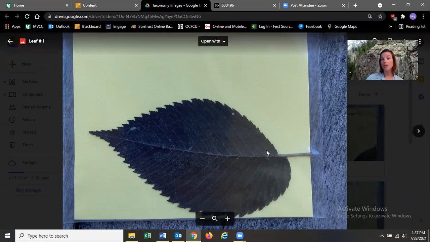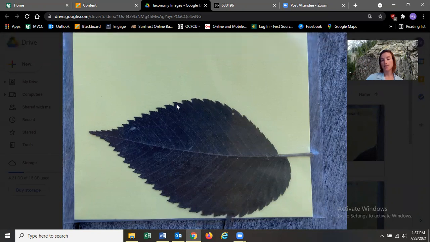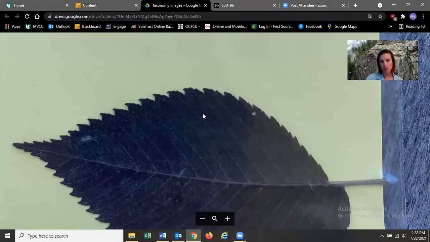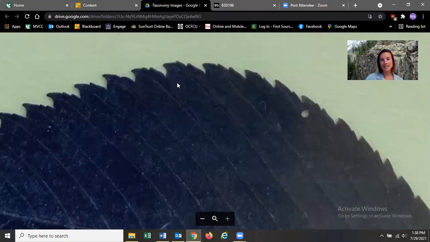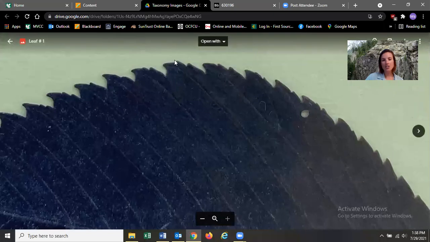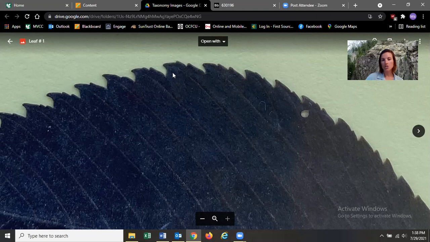Okay. So then look at that margin. So this is an unlobed, not a lobed leaf. It's simple, it's unlobed. And what about that margin? Is it smooth or toothed? Well, obviously it's got teeth, okay? And if we zoom in a little bit more, you can see that on each tooth, there's littler teeth. So it's kind of like a saw blade, right?